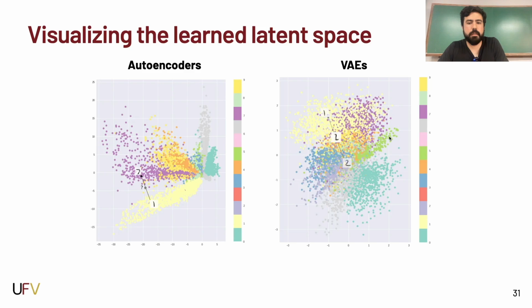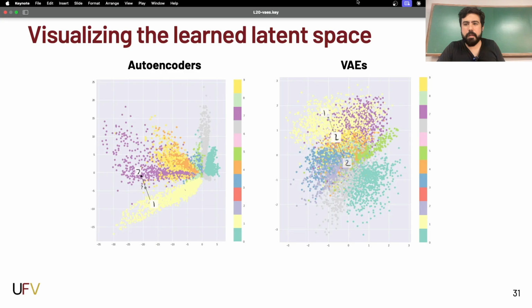I still get the yellows here, and the purples here. There is some overlap between yellows and purples. In this case, purple is 7 and yellow is 9. Oh, wait. I think this is 1, actually. The 9 is the darker one, so the brighter yellow is 1. It's right here, so it has this overlap with 7. It makes a lot of sense because they are very similar to each other. So this is the original space we had with the autoencoder, and this is the learned space we get with the VAEs. So now we don't have these holes anymore.